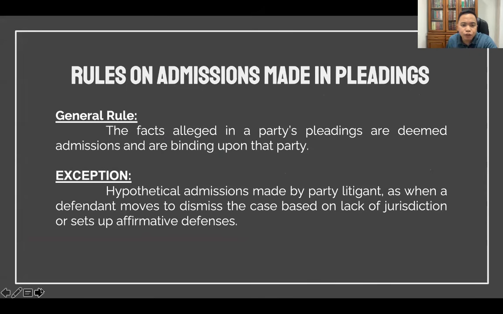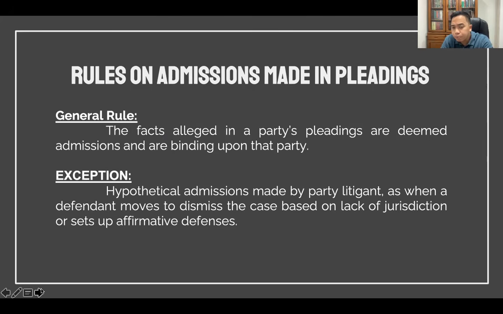As a general rule, the facts alleged in the party's pleadings are deemed admissions and are binding upon that party. So whatever allegations or defenses you have propounded in your own pleading are considered as your own admission and will bind you. The exception is hypothetical admissions made by a party litigant, as when a defendant moves to dismiss the case based on lack of jurisdiction or sets up an affirmative defense.